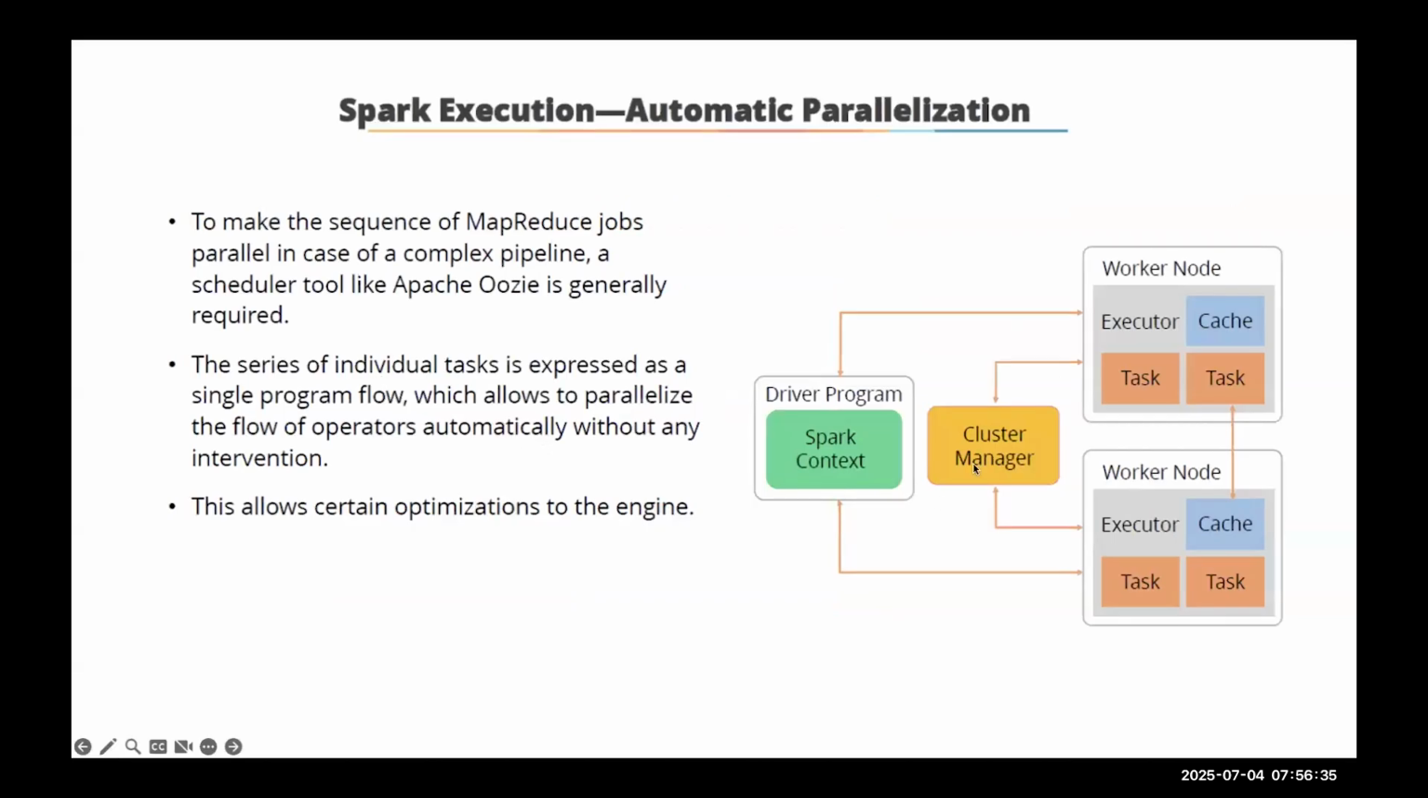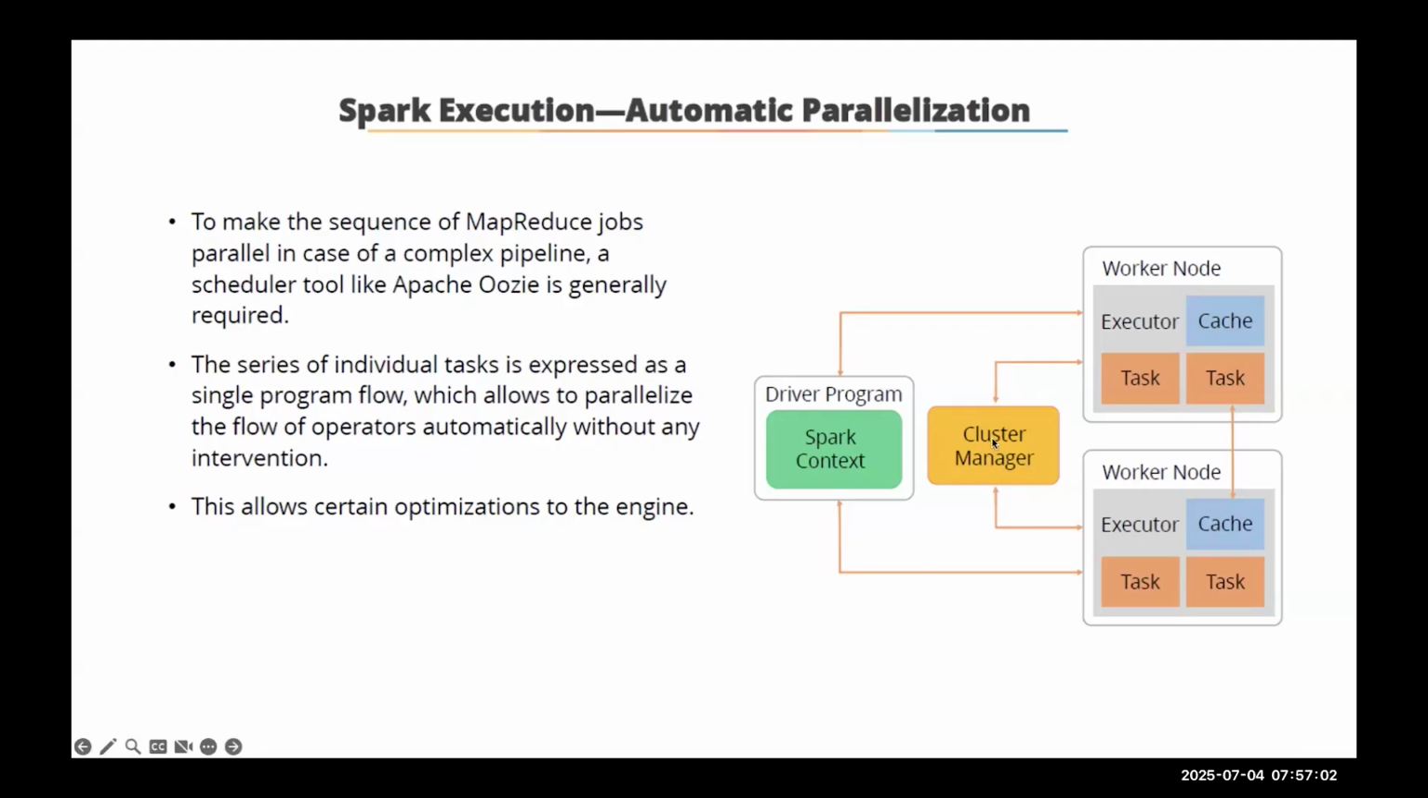There is one more thing, the cluster manager. This is not in the syllabus, but at a high level I will tell you about the cluster manager, what it is doing, because it is very important. It is not a big thing. You can read more about it on YouTube or anywhere.